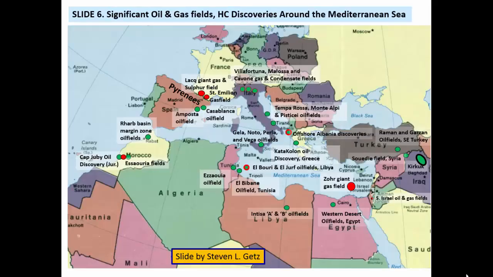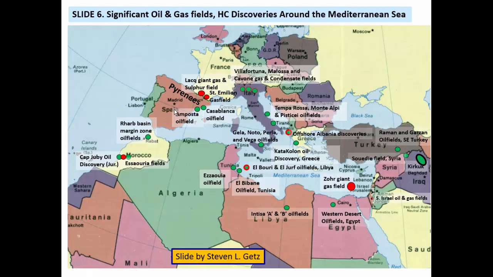So we move our way around, and what you'll see here is significant oil and gas fields discovered in carbonates around the Mediterranean Sea. At the left, you start out with Cap Juby Field in Jurassic, Essaouira fields, the Rharb Basin margin oil fields, and these at this junction are pretty much small fields. And then you go over to Casablanca and the Amposta oil field offshore southeastern Spain on the southwest side of the Pyrenees, and you jump across the Pyrenees and you get Lacq and Saint-Marcet fields, which are very, very huge gas fields.